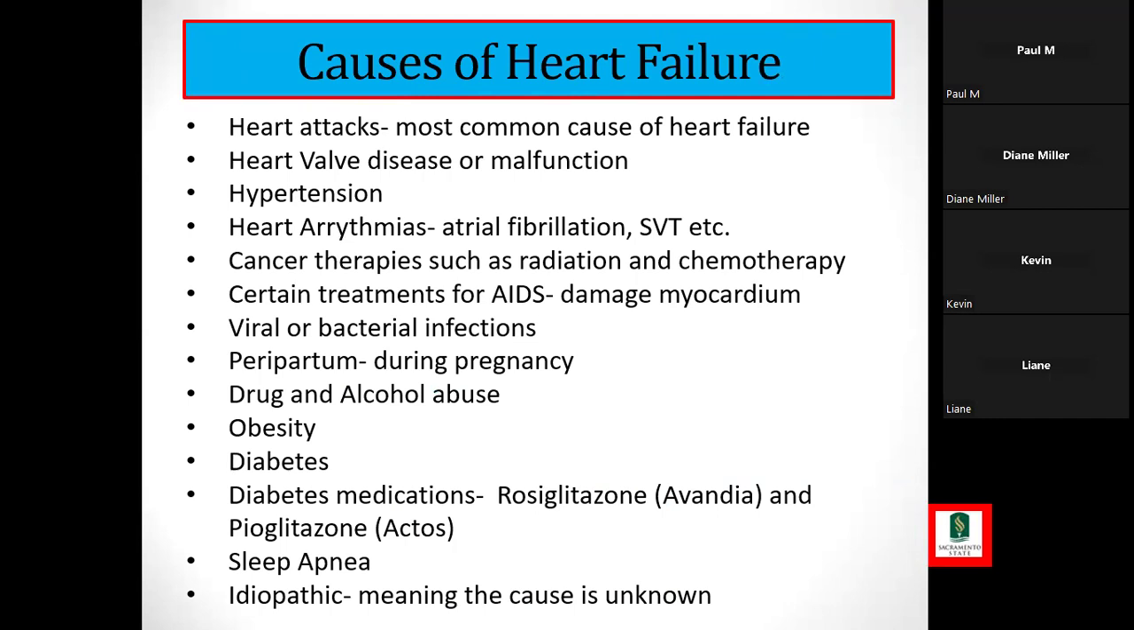Look at all the causes of heart failure. A lot of causes. Anybody have heart failure and know the cause of the heart failure that they have?